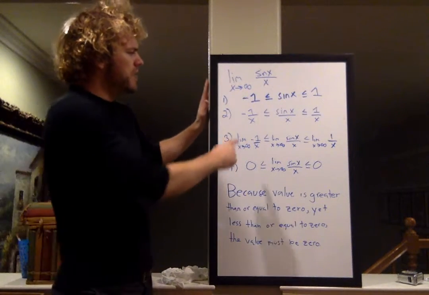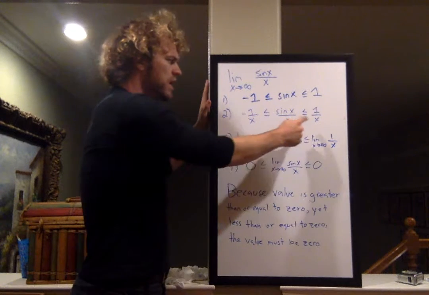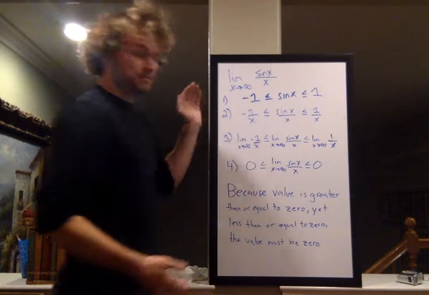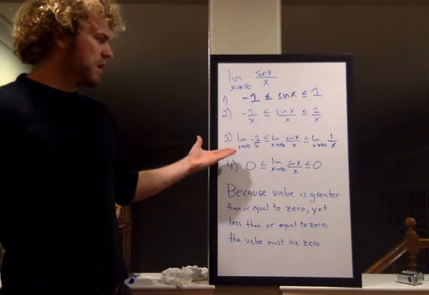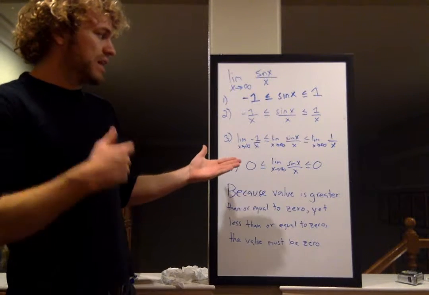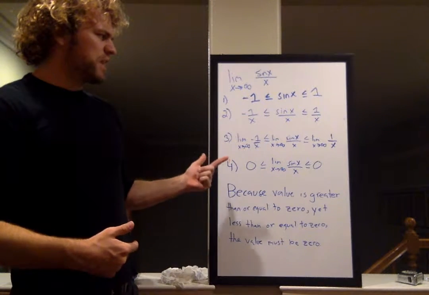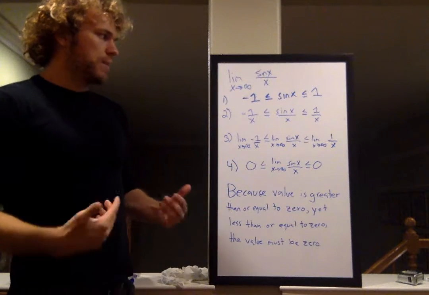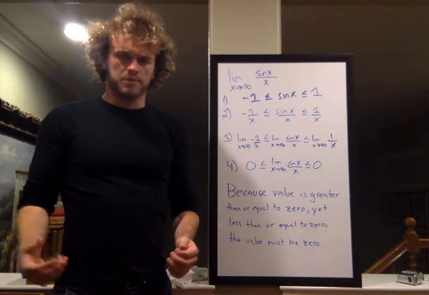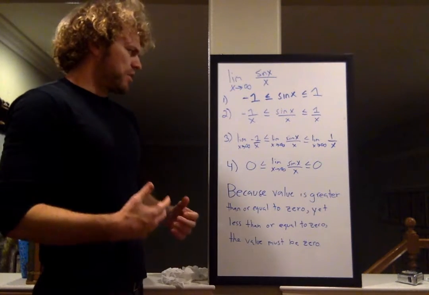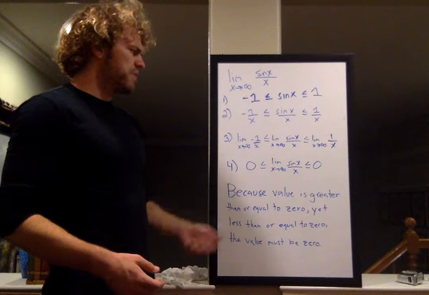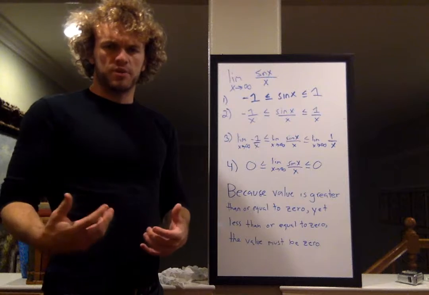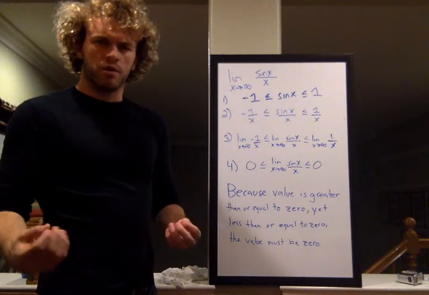So if we take the limit as x approaches infinity of all three, we get step 3, right? We get the limit as x approaches infinity of negative 1 over x is less than or equal to the limit as x approaches infinity of sine of x over x, which is going to be less than or equal to the limit as x approaches infinity of 1 over x. Alright, but the thing is, if we take the limit as x approaches infinity of negative 1 over x, or the limit as x approaches infinity of 1 over x, we get 0.